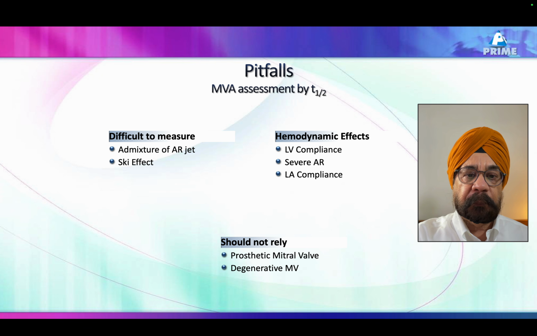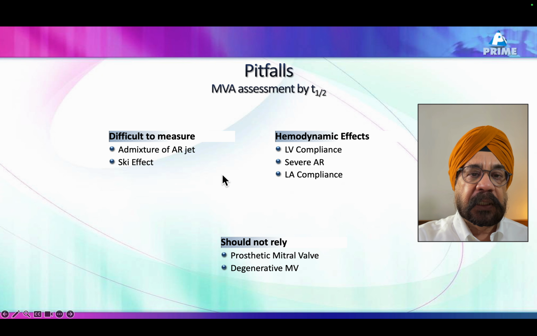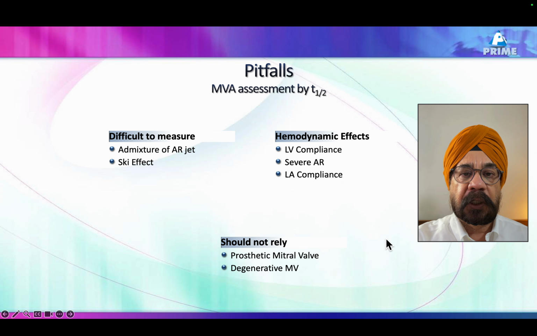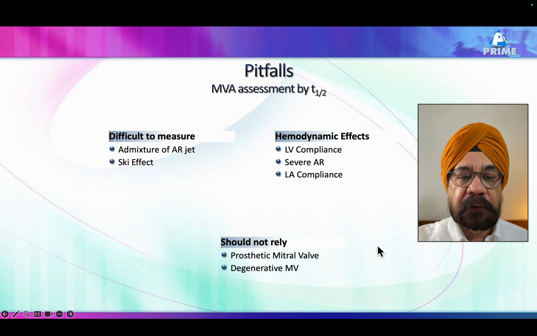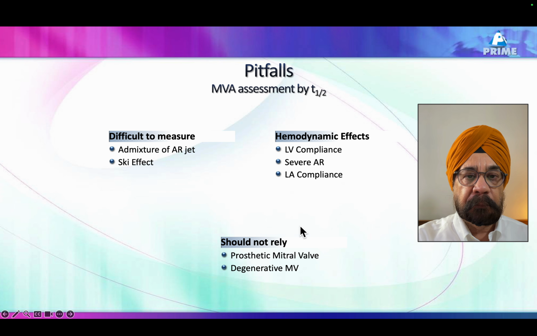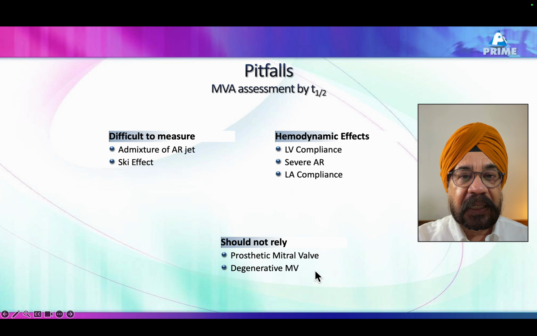So what are the pitfalls in pressure half time? Many a time it's difficult to take a measurement because the AR jet merges with the mitral stenosis jet and you can't differentiate between the two. The ski effect also complicates the slope visualization, and I told you there are many other hemodynamic factors which can affect it, like aortic regurgitation, like diastolic dysfunction. LA compliance can change the pressure half time. And remember, pressure half time should not be applied to prosthetic mitral valves and degenerative mitral valves. They are going to be inaccurate there.